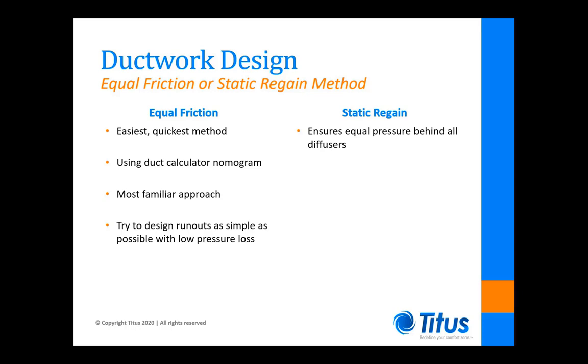Alternatively, the static regain approach ensures that the static pressure will be equal along the entire duct runout length, which reduces the possibility of excessive noise generation at the diffusers. Technically speaking, this is the best approach for a VAV diffuser system, but note that the equal friction method can produce great results, especially if the runouts are kept as simple as possible and designed with low loss fittings. The static regain method is recommended for larger systems with long duct runouts and more complex duct routes.